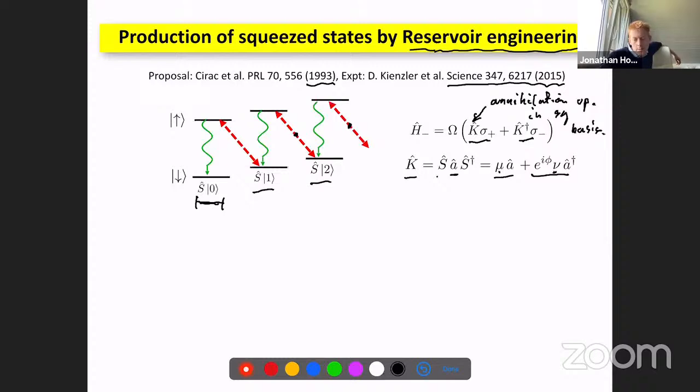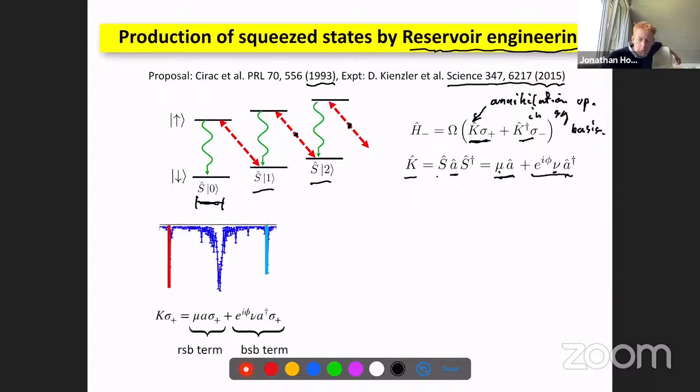And what's the key now in terms of a laboratory implementation? What do we need to do? We need to make terms which look like an A times sigma plus and also an A dagger times sigma plus. And so those are two terms that we know already. I've told you about them already, if you like. One, A sigma plus, comes from driving a red sideband. So we have to drive the red sideband with some weight. And an A dagger times sigma plus comes from driving a blue sideband, right?